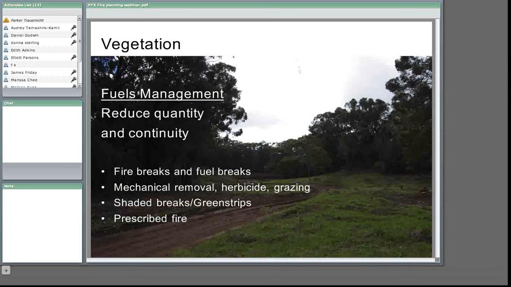So fire breaks and fuel breaks can use mechanical removal, herbicide, or grazing. In Hawaii, we've been working a lot on shaded fuel breaks or green strips. And even prescribed fire. I think last week or 2 weeks ago, they did some prescribed burns over on Maui to reduce fuel and fire risk over in West Maui. So these practices are all used in Hawaii and elsewhere in the Pacific as well.